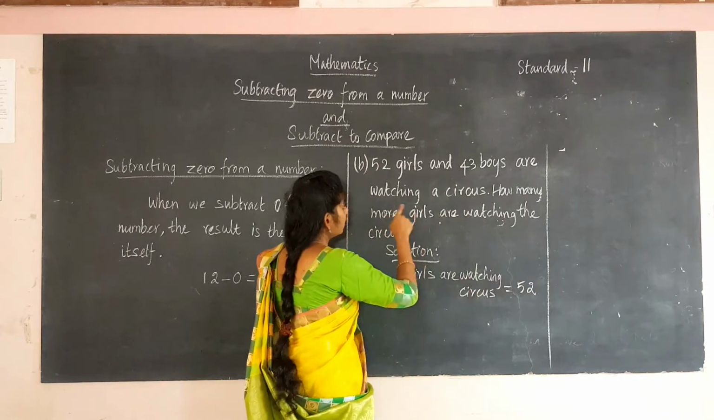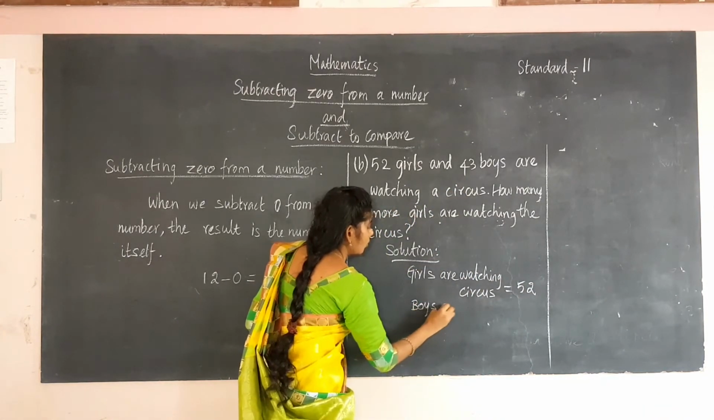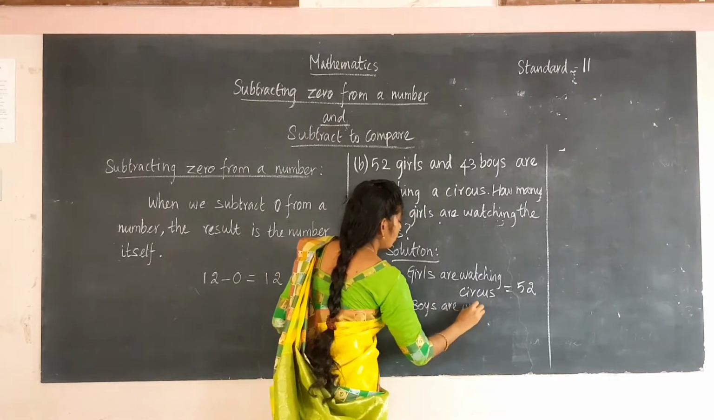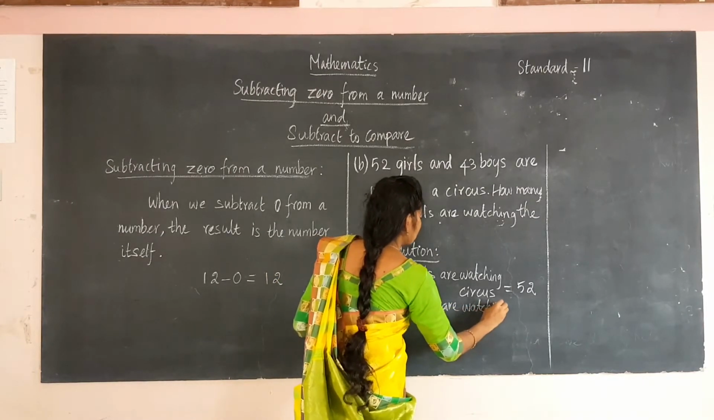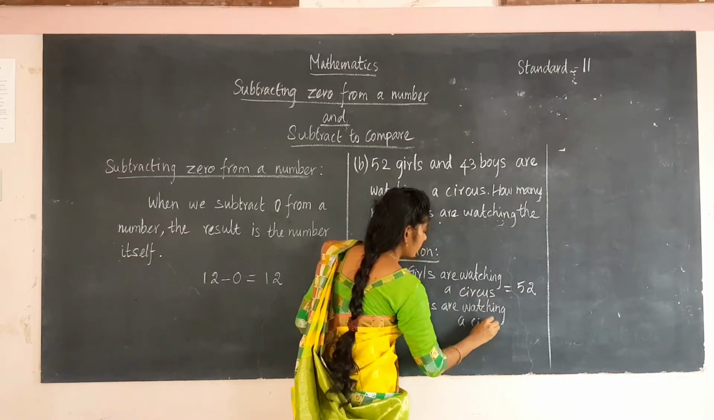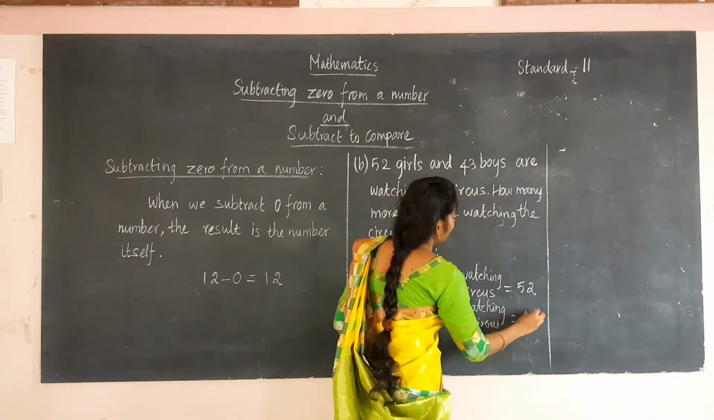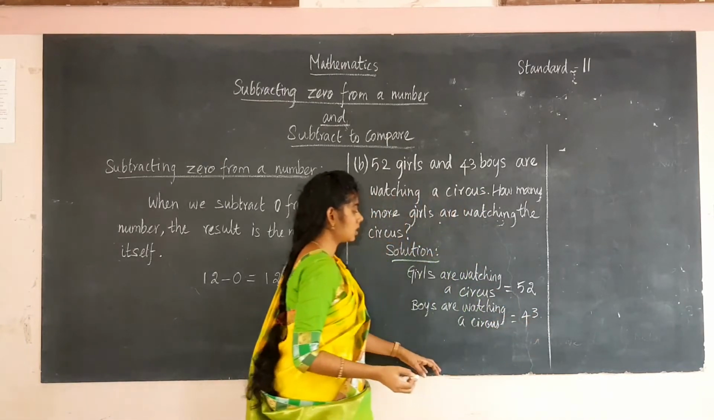And the next one is the boys. Boys are watching a circus. How many is the number given? 43 boys are watching the circus.